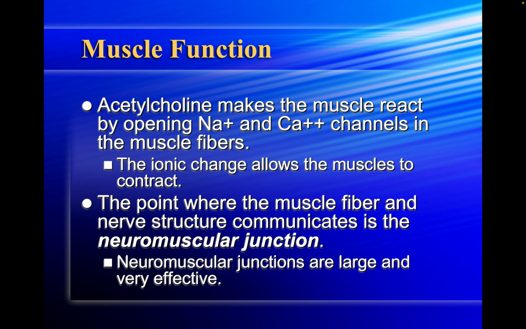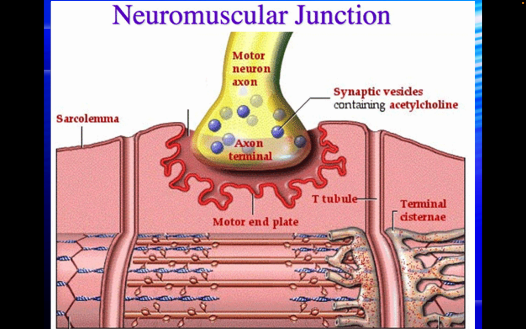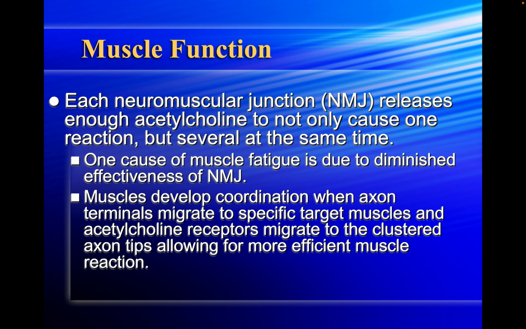The point where the muscle's fiber and nerve structure communicates is the neuromuscular junction. Neuromuscular junctions are large and very effective. That's a neuromuscular junction, right there. Each neuromuscular junction releases enough acetylcholine to not only cause one reaction, but several at the same time. One cause of muscle fatigue is diminished effectiveness of the neuromuscular junction.